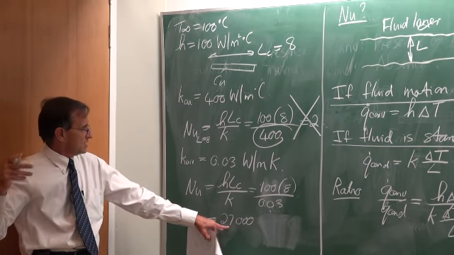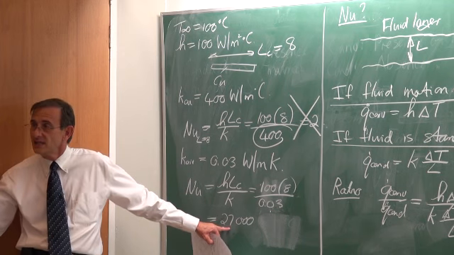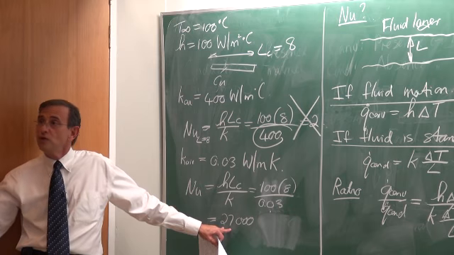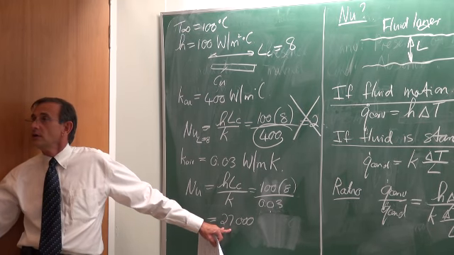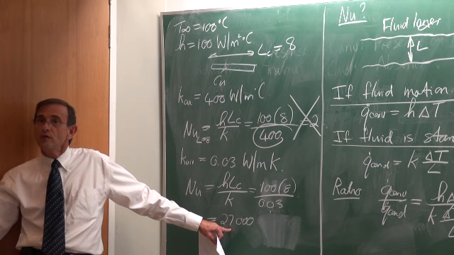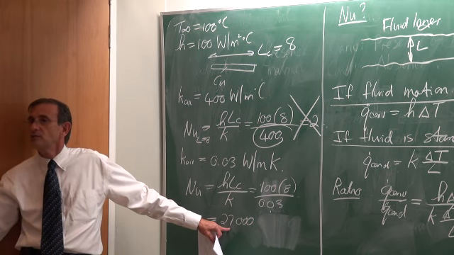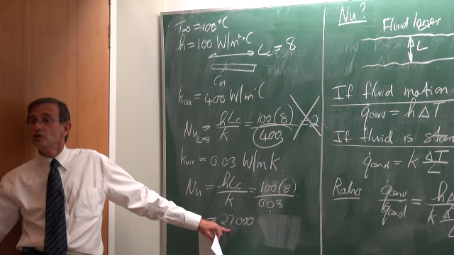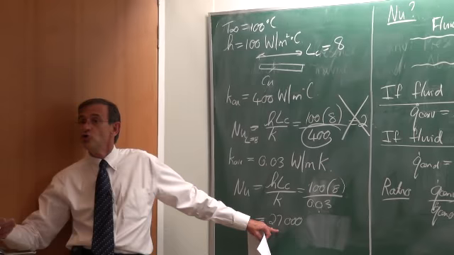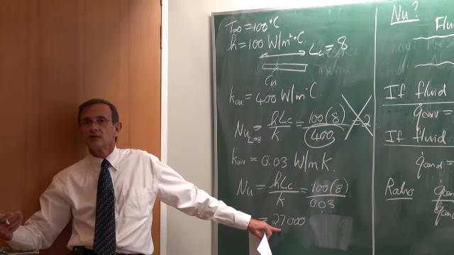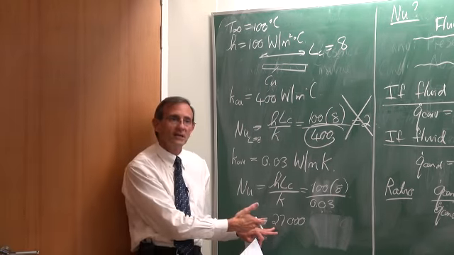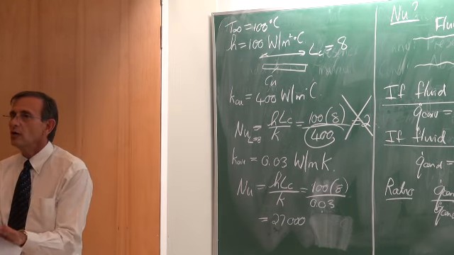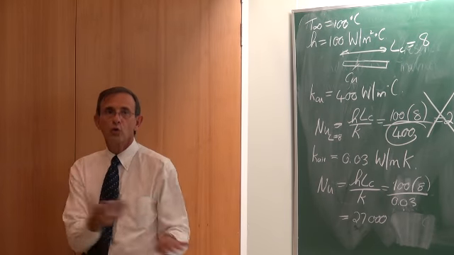So it means this Nusselt number of 27,000 means that the bulk fluid motion increased the heat transfer rate by 27,000 times. Okay. If there was no bulk fluid motion and no gravity and only conduction, then the heat transfer rate would be 27,000 times lower. So that would be what the bulk fluid motion will cause in this case.